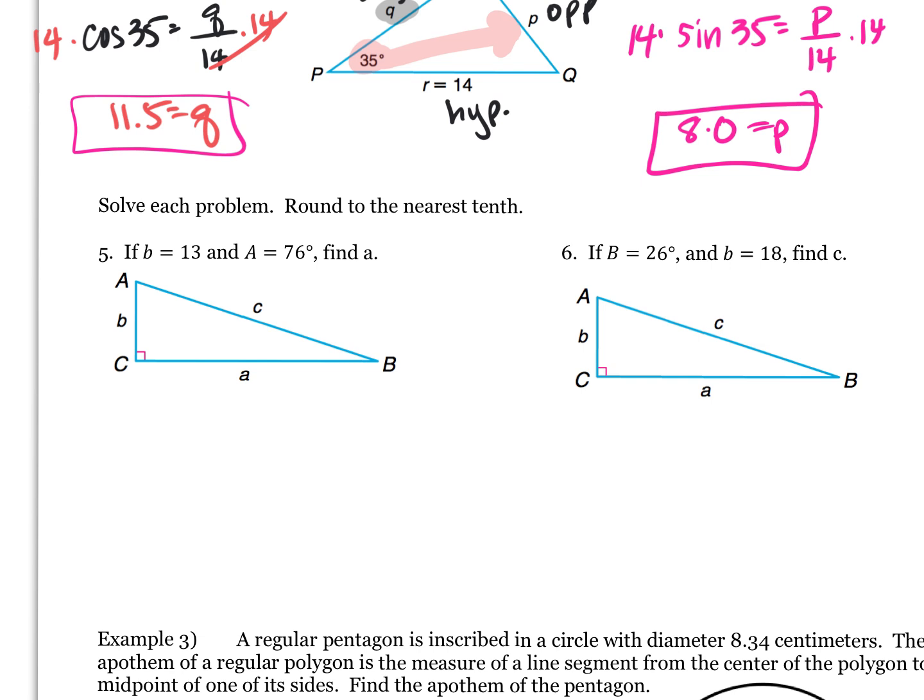If it's not labeled, we've got to go put it on. If little b is 13, little b is always going to refer to a side, and the big letters refer to angles. So little b is 13, big angle A is 76. Find little side a. So what I like to do is, all right, they gave me 76. That makes little a the opposite. That makes 13 the adjacent.